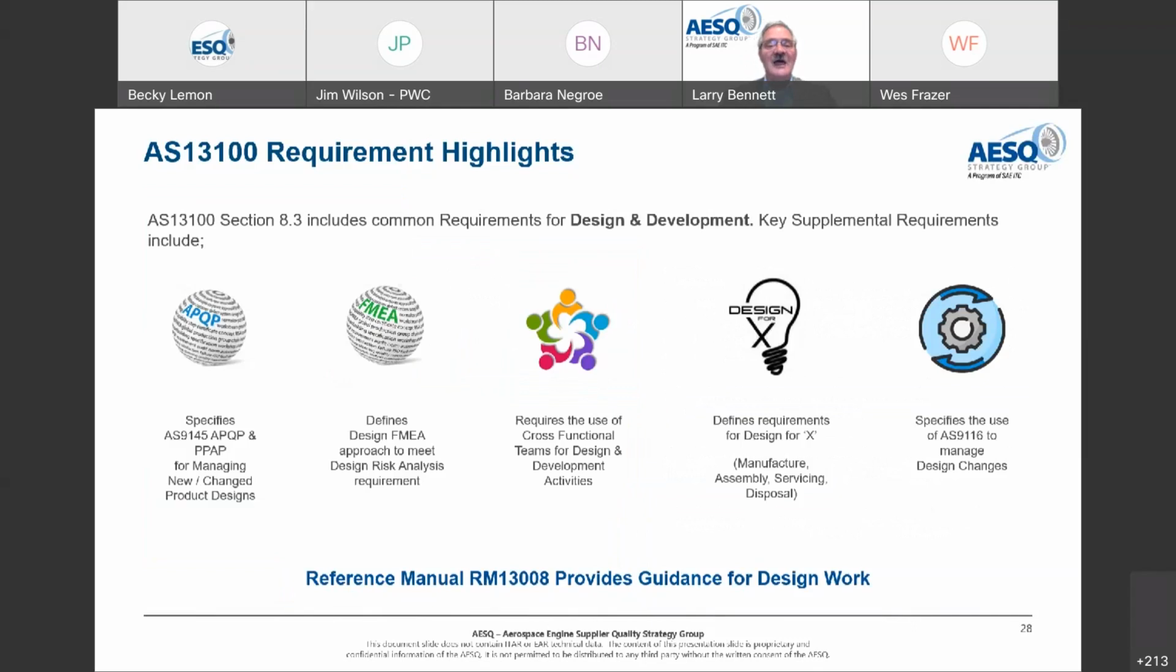Some other highlights. 8.3 has a set of common requirements for design and development, for those suppliers who have supplier responsible design. We include the FMEA requirements, things about APQP and PPAP, cross-functional teams, design for X, and using 9116 to manage design changes. Next.